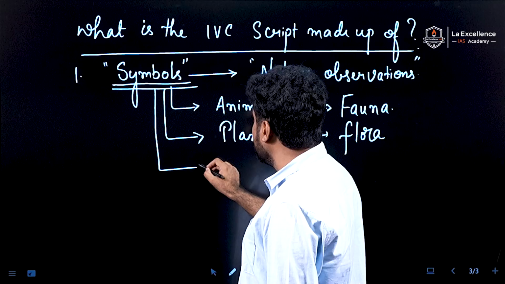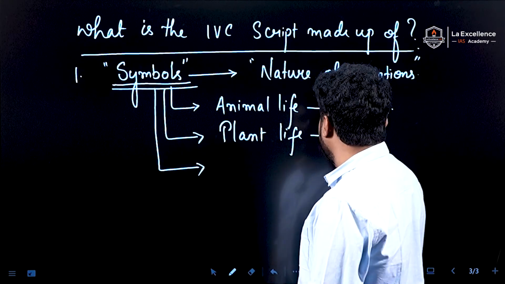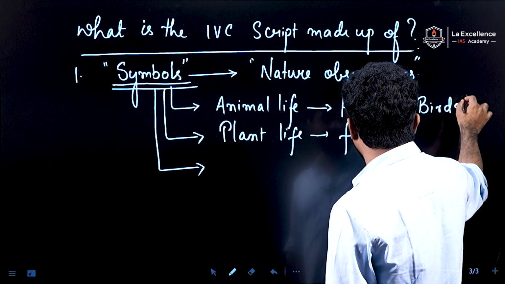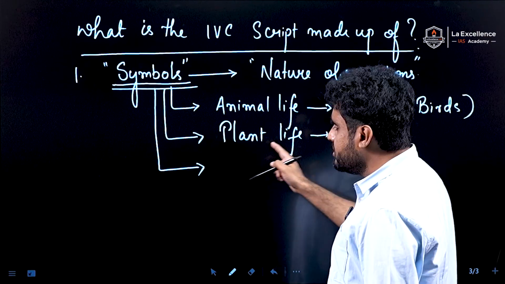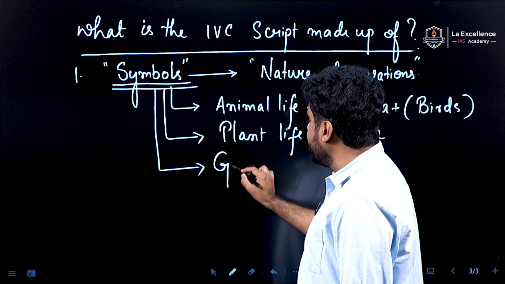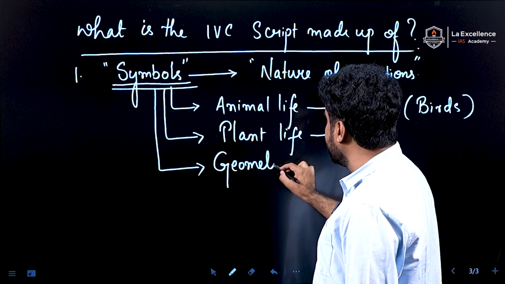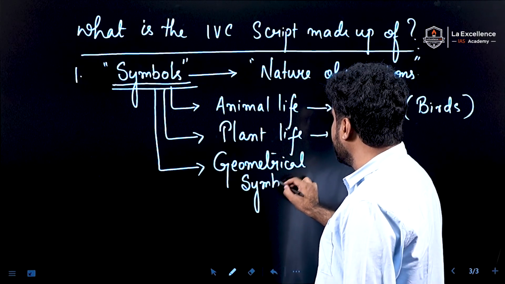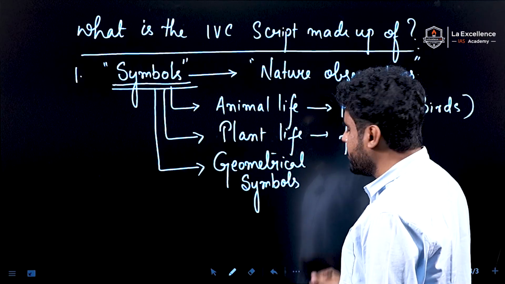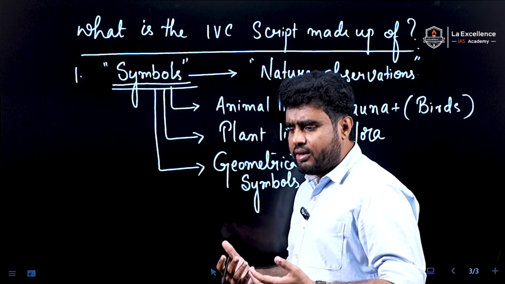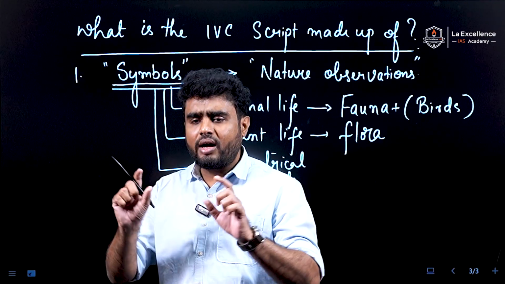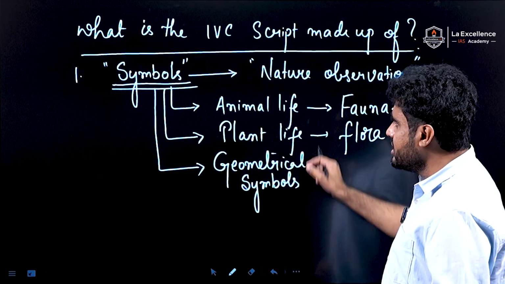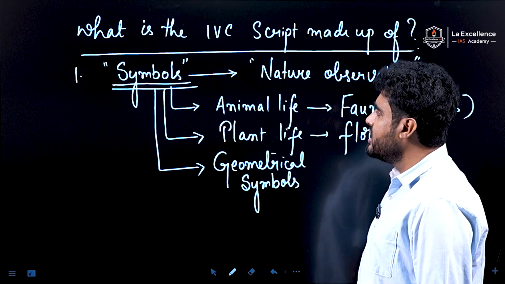In fauna, I will also include birds. In animal life itself, I am also including birds. The third important preference is the geometrical symbols. Many geometrical symbols were also used. In order to design the script, geometrical designs like a square, a rectangle, a straight line, a triangle, a circle all became the symbols. And here in this script, you have to mostly understand one thing.